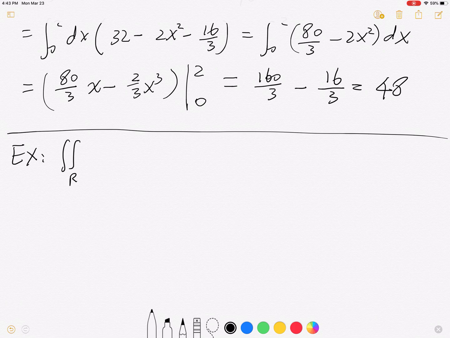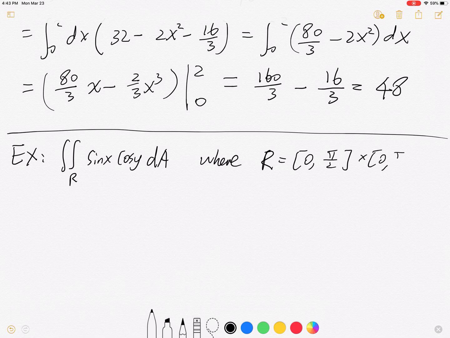Next, we introduce another technique. Suppose you have the following integral over the domain R. The function is sine x cosine y, and the domain is 0 to pi over 2 times 0 to pi over 2. If you look carefully, you will notice that there are two factors. Each of them is a function depending only on one variable.